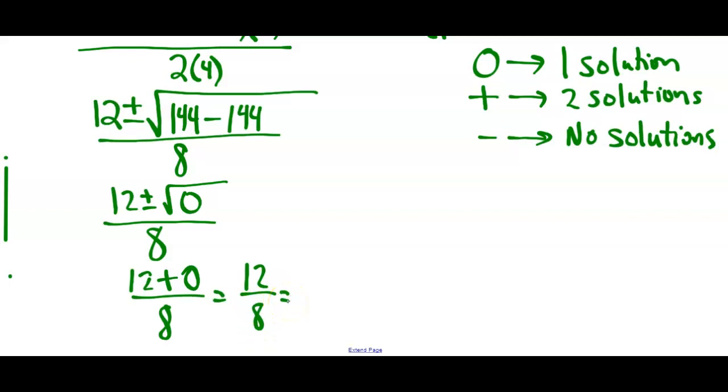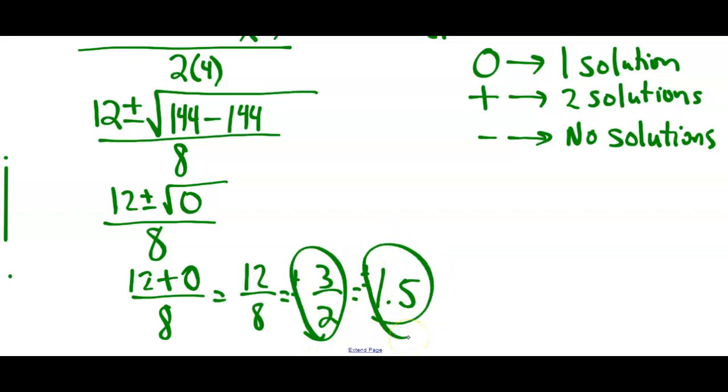Now, here's the thing. If I do that, I'm going to either get a decimal or I could reduce my fraction. So I can divide both of these by 4 and I could get 3/2. Or if I divide 12 by 8, I could get 1.5. So both of those would be acceptable answers. And there, that is my solution. And so either of those are acceptable answers.